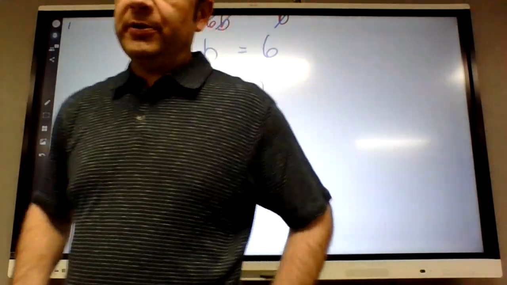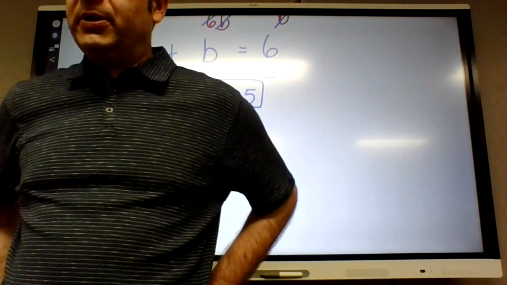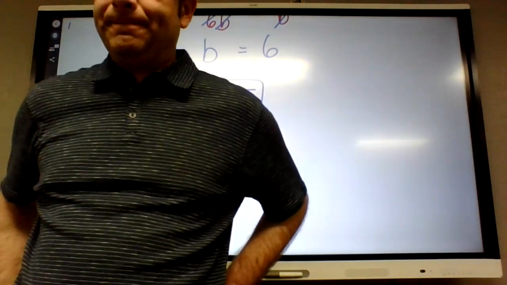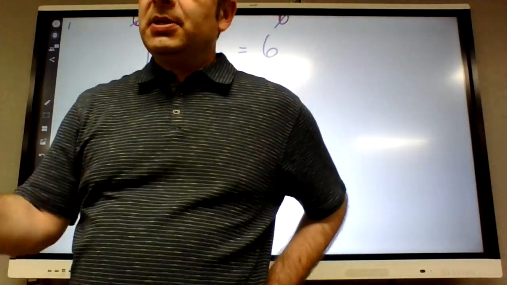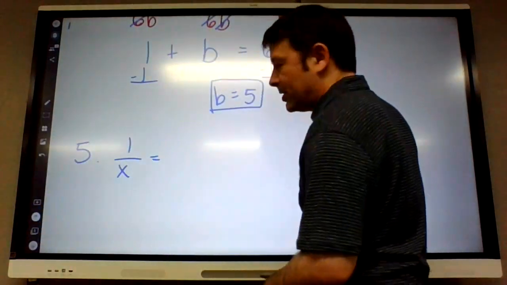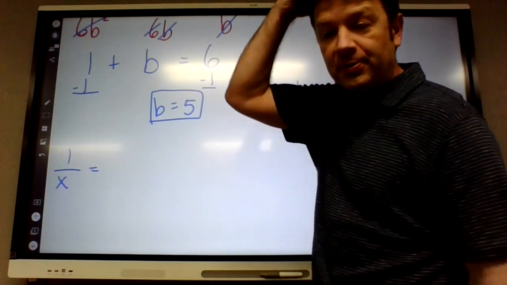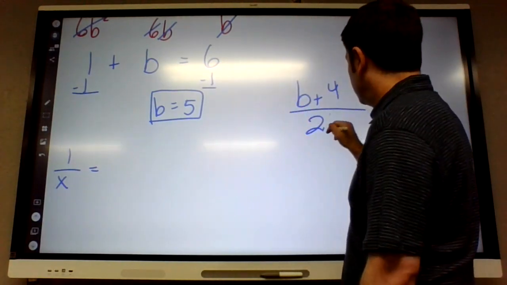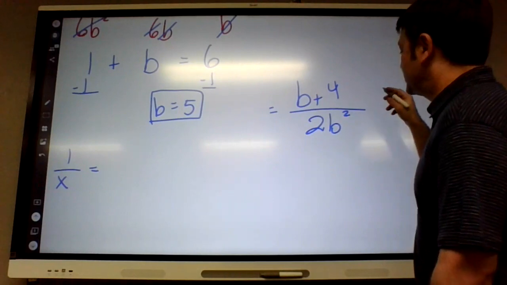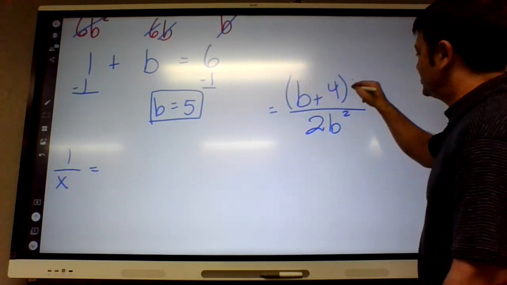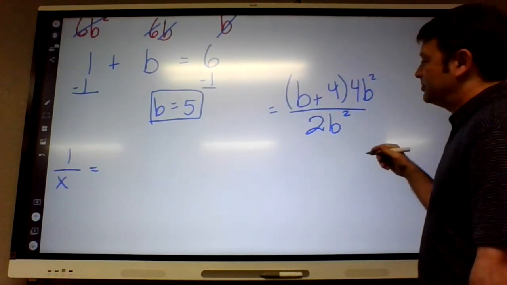On 4, what's the common denominator going to be? What are we going to multiply by? 4b squared. So on that right side on number 4, I'm not going to do this one, but just as an example. Okay, this is like the right side. When you multiply by 4b squared, it's going to be kind of like this.